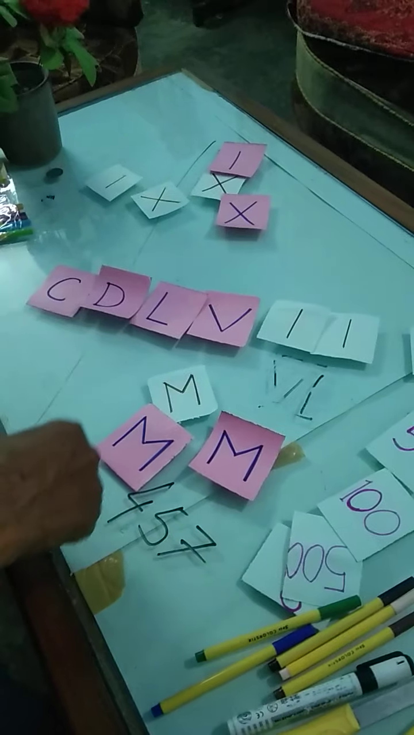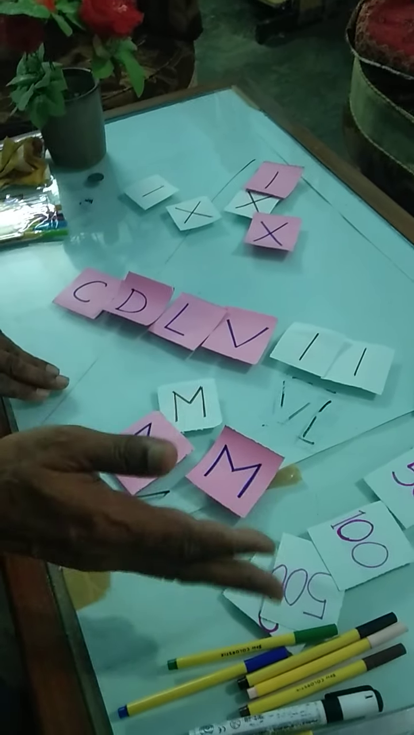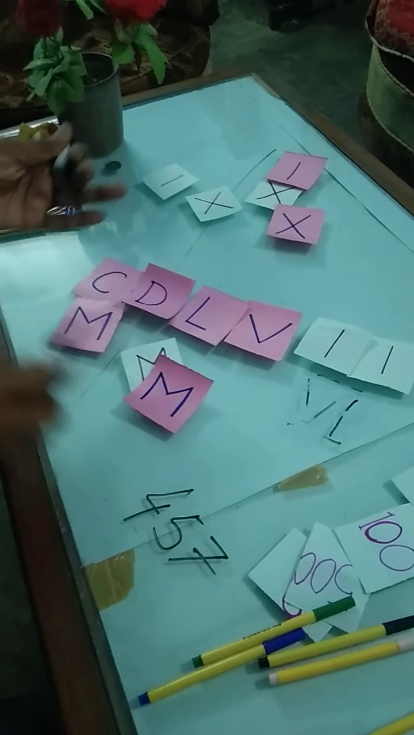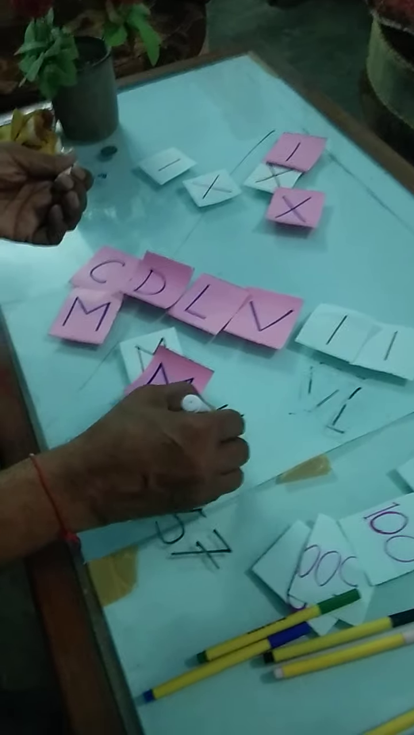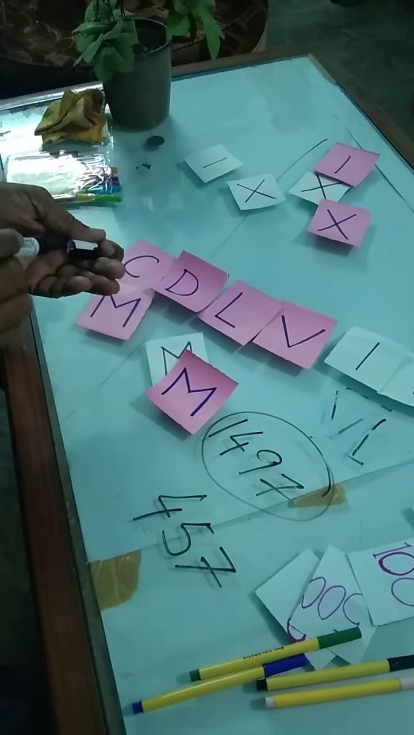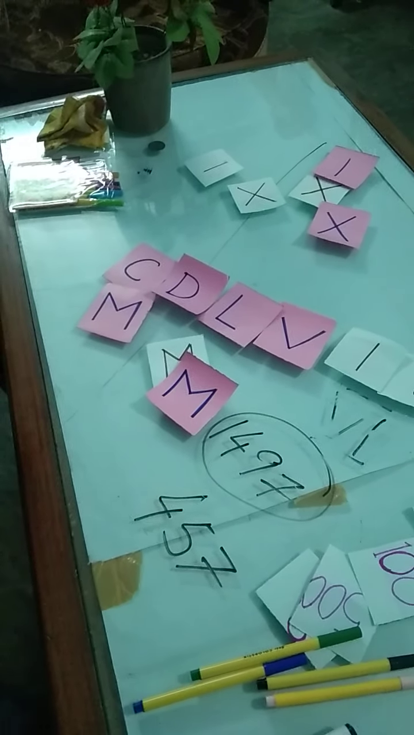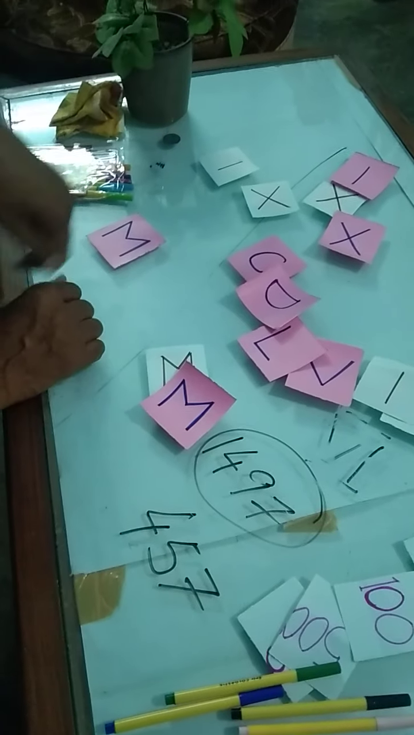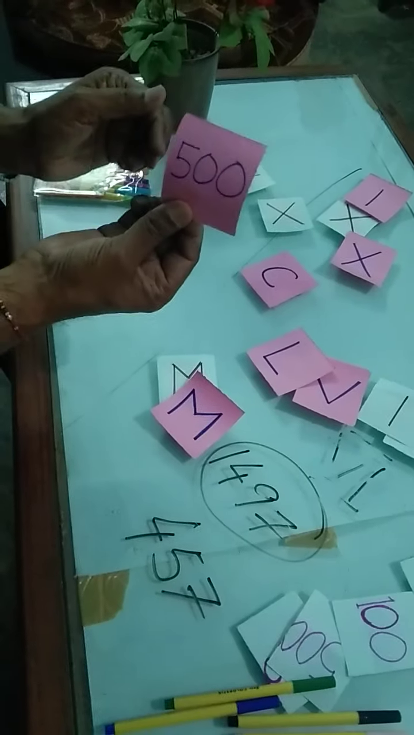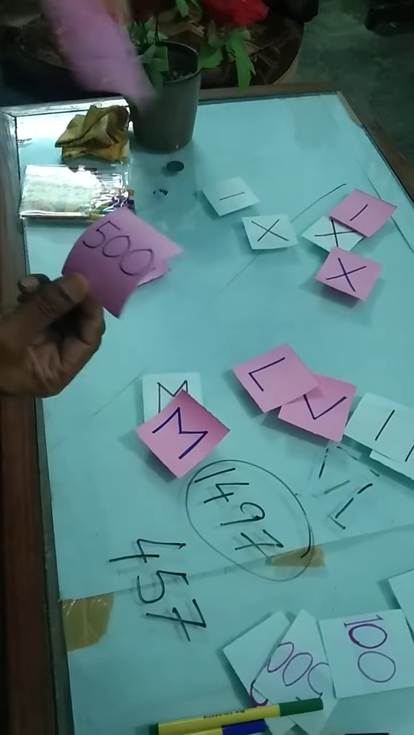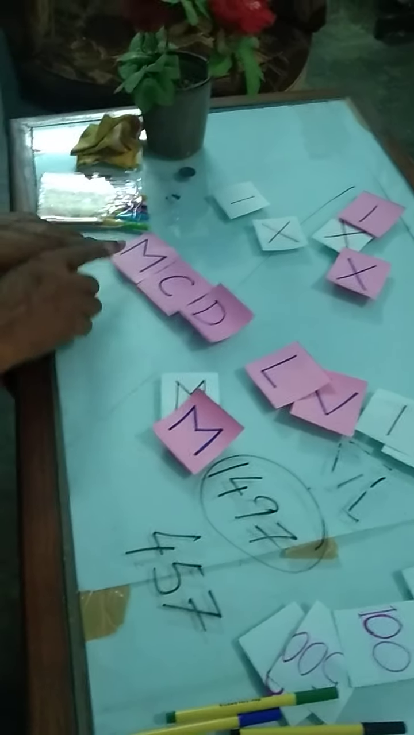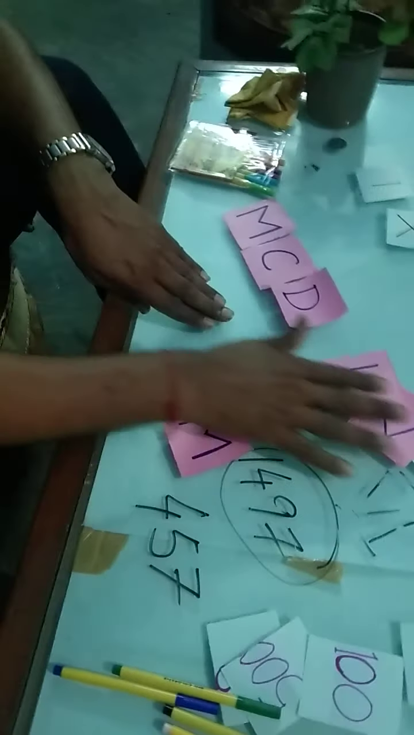So this is 457. In the same way, if I have to go for 1000, I will use M. Let's take one more number, 1400, maybe 97: 1497. So 1000 I will take 1 M. 400 will be 500 minus 100. 500 is this D. So I will put C before D. So this is 1400.